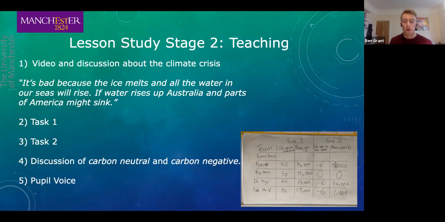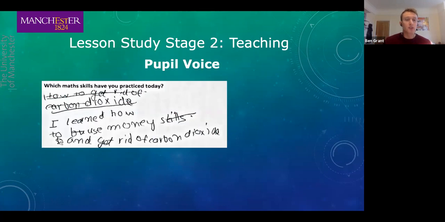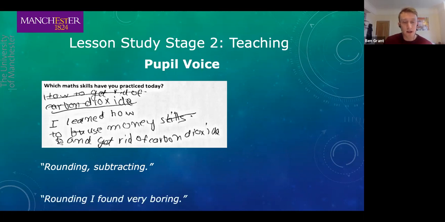We finished with pupil voice. I gave the pupils four questions to answer anonymously to get some feedback on what they thought about the lesson. The first thing I asked them was, which maths skills have you practiced today? One pupil said, I learned how to use money and get rid of carbon dioxide. Another said rounding and subtracting. Another said rounding, I found very boring. I'm just going to give three examples from each pupil voice question.